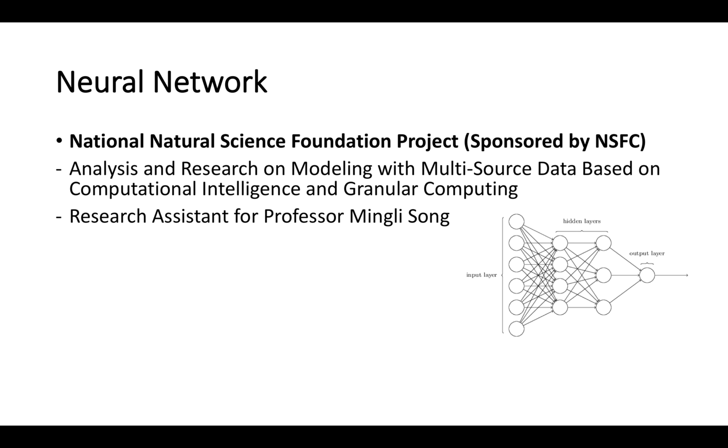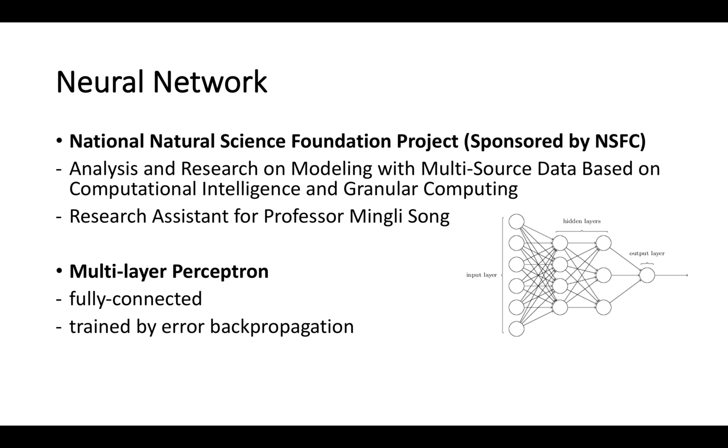I have been serving as a research assistant for Professor Mingli Song for the National Natural Science Foundation project. I built a multilayer perceptron in my lab without using the neural network toolbox. This fully connected multilayer perceptron is trained by error propagation. Additionally, the number of hidden layers, the number of neurons in the input layer, output layer, and each hidden layer can all be set optionally. So this multilayer perceptron can have any number of layers and any number of neurons.